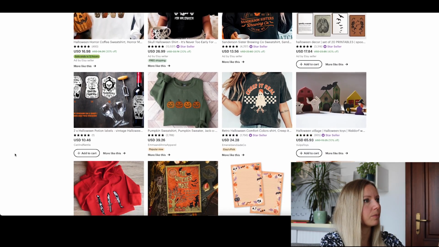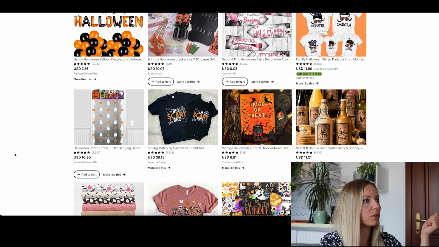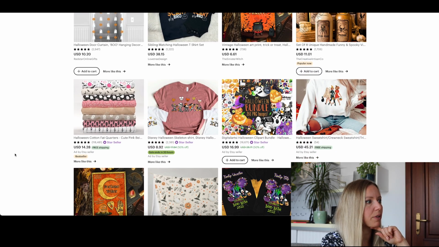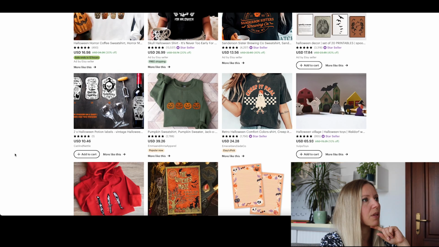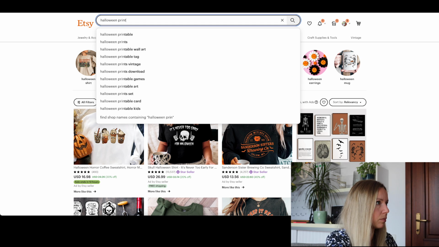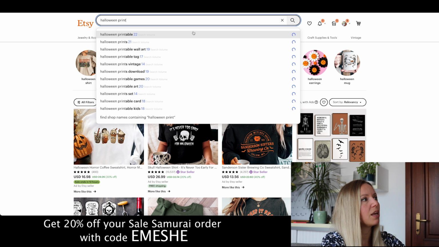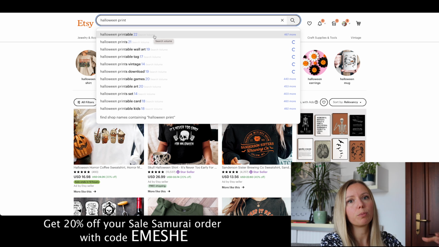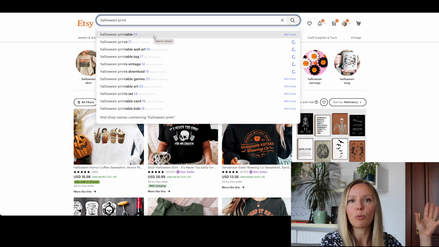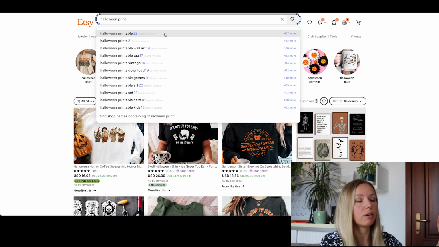Let's take a look. Yes, these are some print on demand, some printables, some SVG files. But let's type in Halloween printable. This is another cool Sales Samurai feature. It will show you the search volume for that period. Well, not just the search volume, but also the score. So it is kind of a combined score. But you can see that Halloween printable has the highest score out of these keywords that came up.